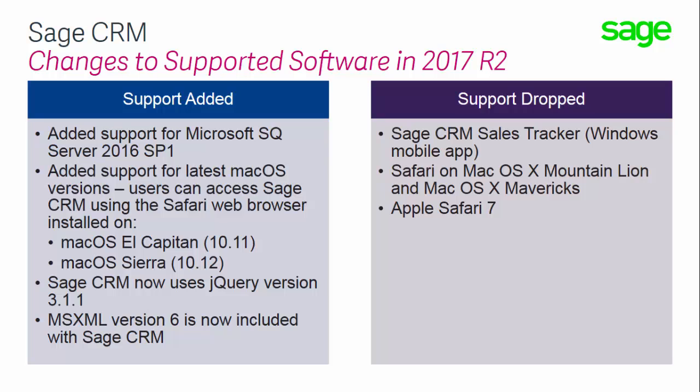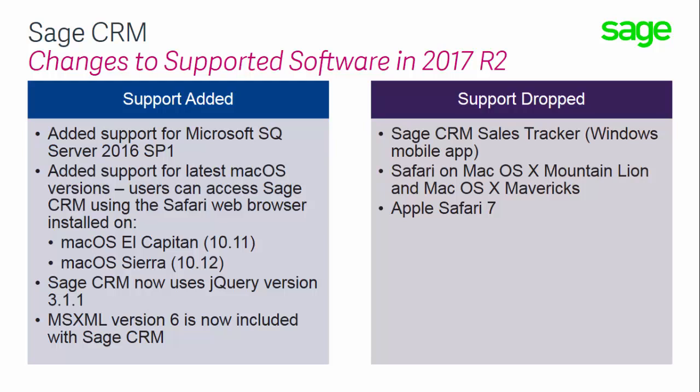There are some additional changes in Sage CRM 2017 R2. We've added support for Microsoft SQL Server 2016 SP1, and we've added support for the latest Mac OS versions, whether that's Safari on El Capitan or on Sierra, and we've updated some of the libraries that we use. So we're now using jQuery version 3.1.1 and MSXML version 6 is now included within Sage CRM.